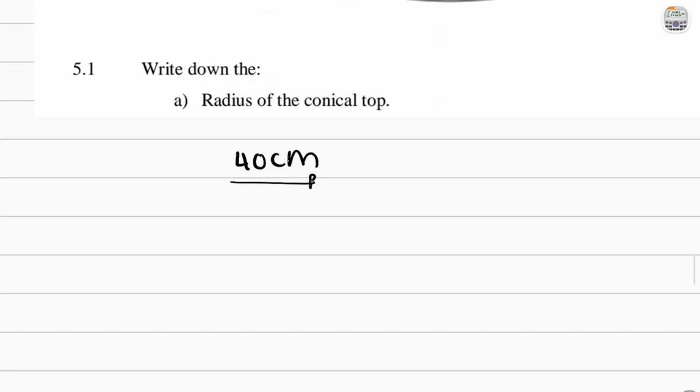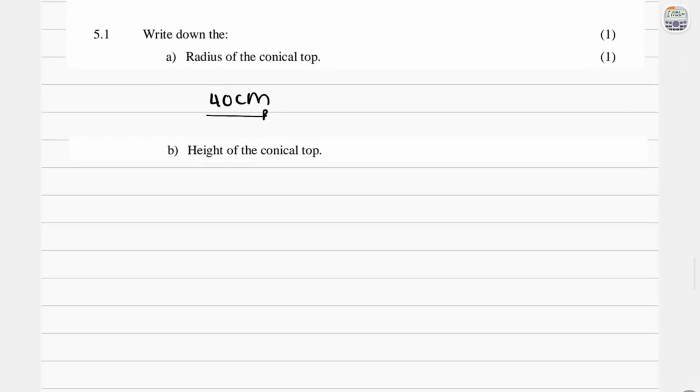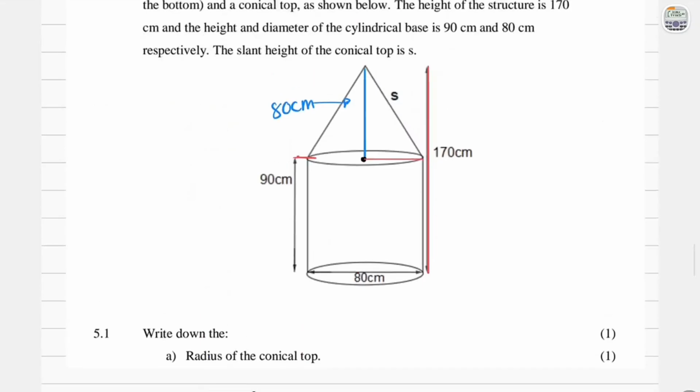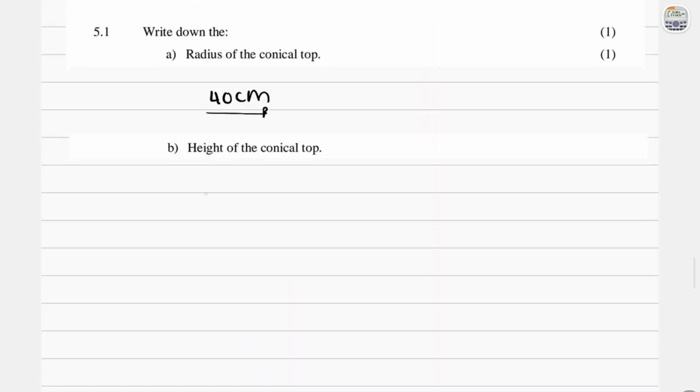And that is our answer. Moving on to the next question. Question B says height of the conical top. So we just spoke about that. You see how that is 80 centimeters, because 80 plus 90 would give you the full 170. So we know that that is 80 centimeters.